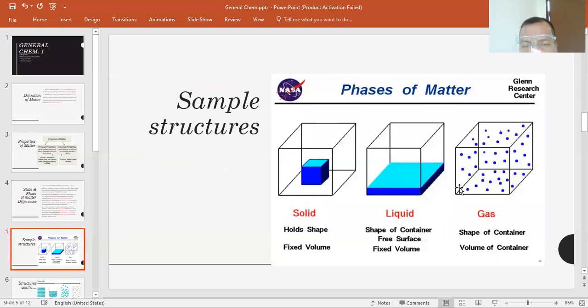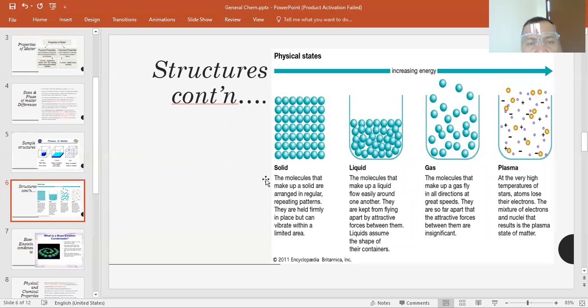Okay, these are the phases: solid has a fixed shape and fixed volume; liquid takes the shape of the container, with a free surface and fixed volume; gas takes the shape and volume of the container. Now look at the structure. This is the structure of solids. The molecules that make up a solid are arranged in regular, repeating patterns. They are held firmly in place but can vibrate within a limited area.